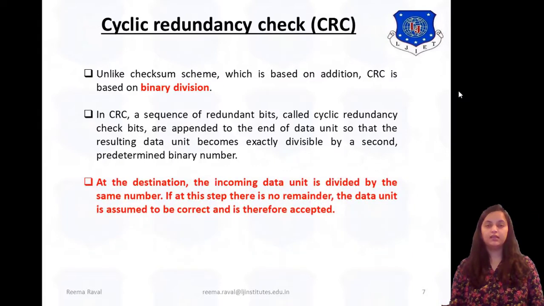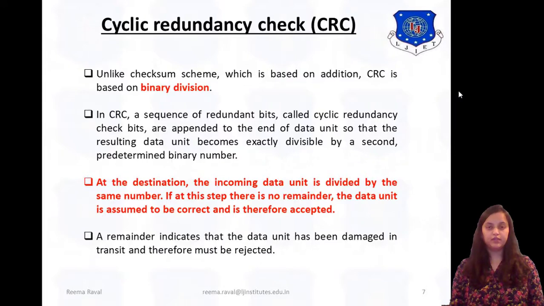So at the destination, the incoming data unit is divided by the same number. If at this step there is no remainder, the data unit is assumed to be correct and is therefore accepted. Okay, so these are the steps, or this is the logic for the cyclic redundancy check method. Let us see the example for this.